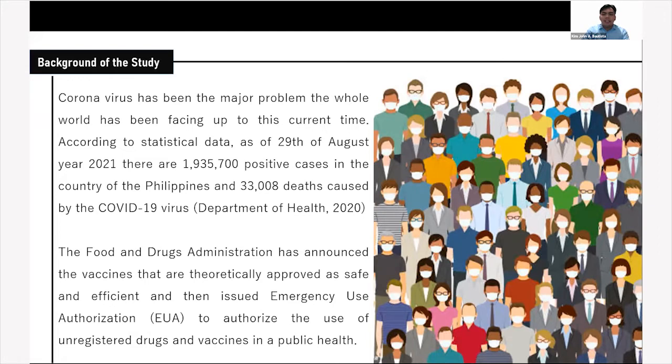During the critical period of the COVID-19 pandemic, the governments in different countries declared lockdowns in their areas and issued memorandums to use non-pharmaceutical interventions like wearing a face mask, face shield, and regular sanitation to mitigate the rapid growth of infection in the community. Later on, the Food and Drug Administration announced the list of vaccines that are theoretically approved as safe and efficient, and then issued an Emergency Use Authorization to authorize the use of unregistered drugs and vaccines in public health.